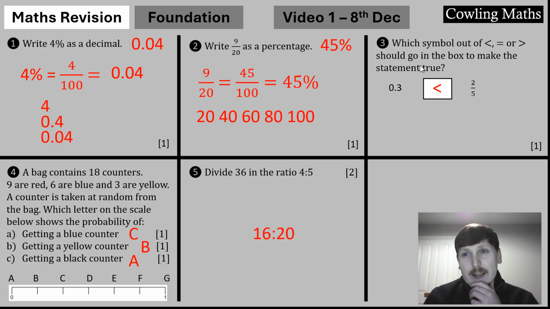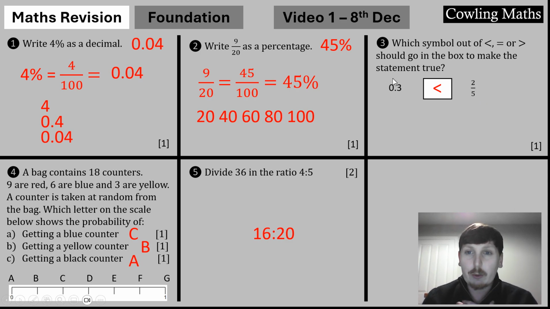On to question 3. So which symbol out of less than, equal to, or greater than should be in the box to make the statement true? So we need to decide which one is bigger. The problem is one is a decimal and one is a fraction. So you either want to turn them both into decimals. You could turn this one into a decimal. That's what I'm going to do. Or you could turn them both into fractions.